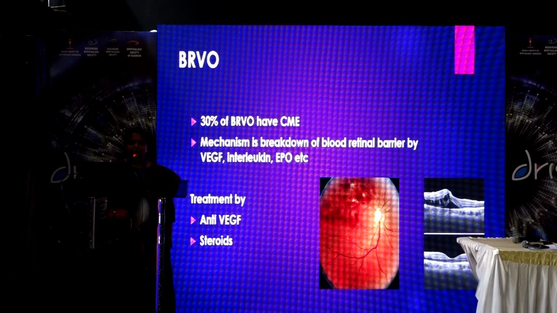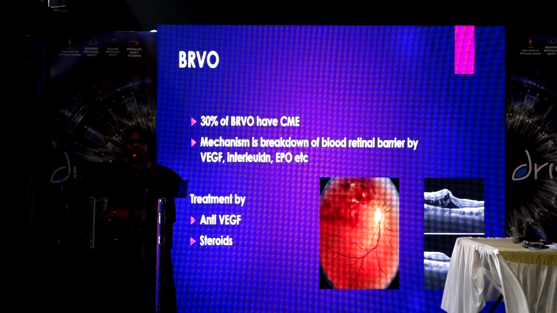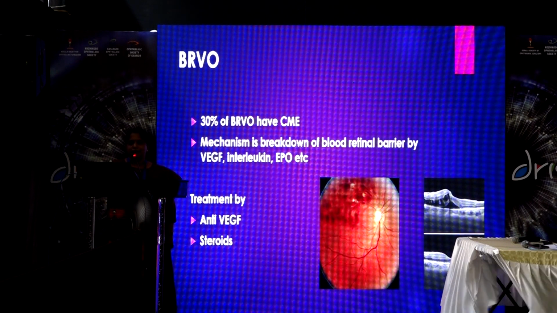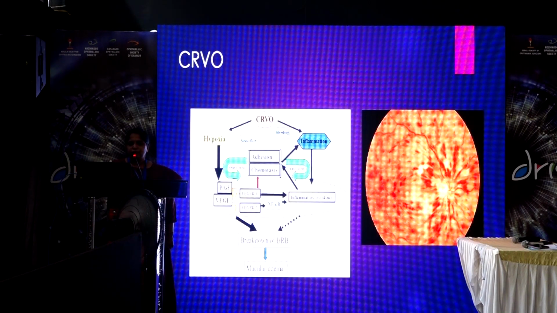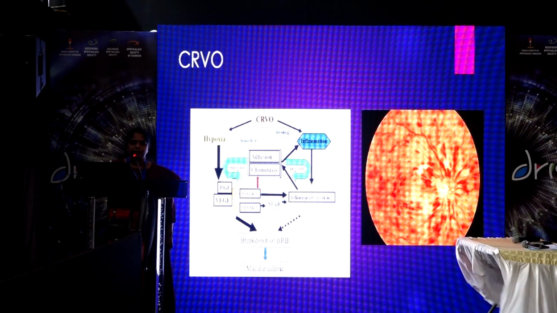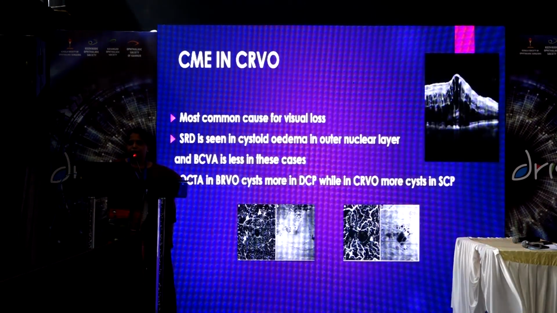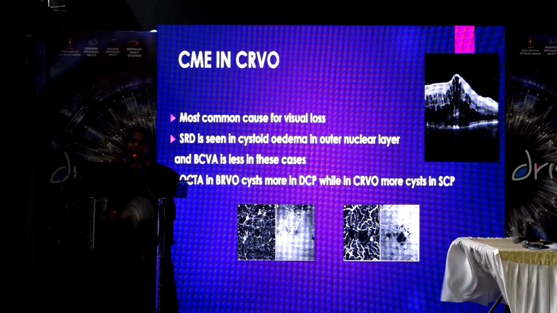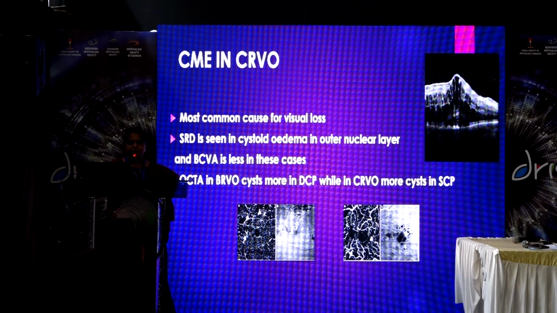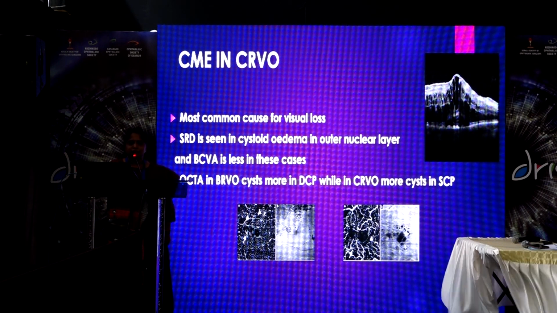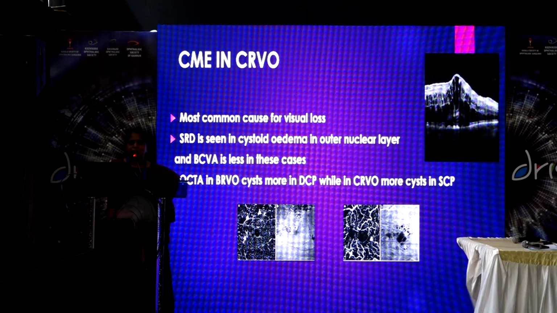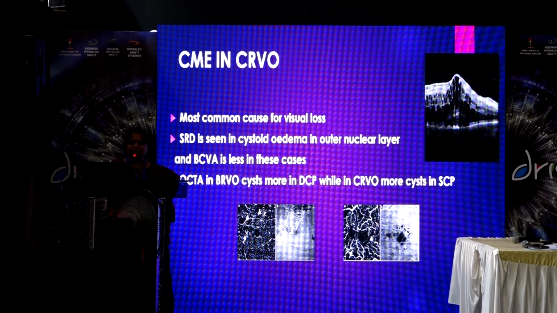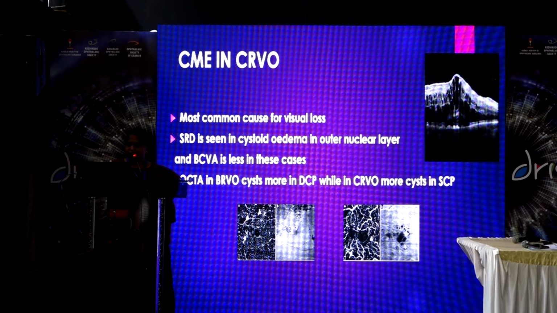Now, BRVO: 30% of BRVO patients will have CME, and here also the mechanism is ischemia causing damage to the blood retinal barrier, treated by anti-VEGF and steroids. CRVO: hypoxia and inflammation result in breakdown of the BRB and macular edema. The most common cause of visual loss in CRVO is CME, and if there is associated subretinal fluid, it indicates bad visual acuity. And OCTA shows more cysts in the superficial capillary plexus in CRVO, but more in the deep capillary plexus in BRVO. These are the OCTA findings.